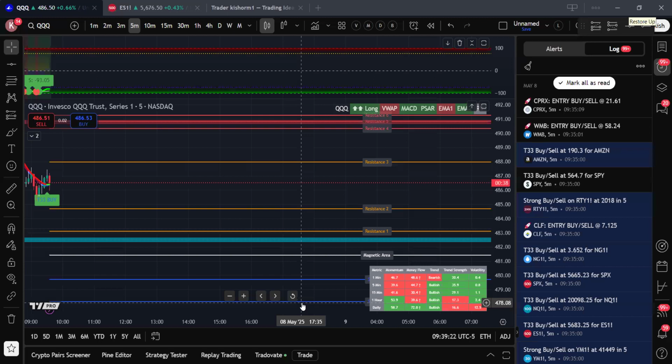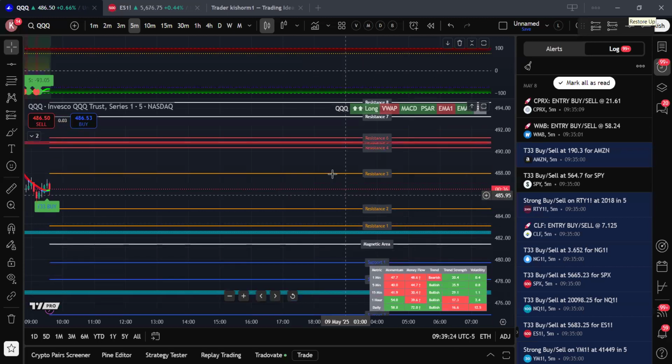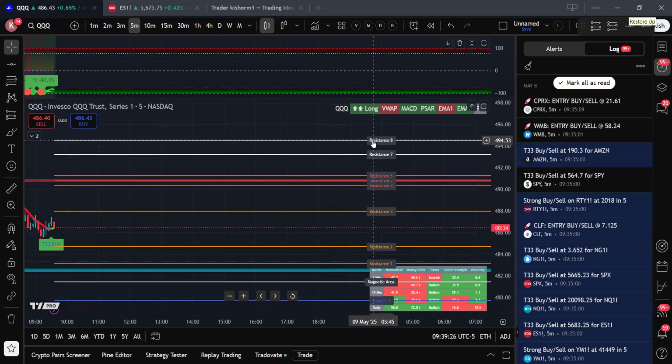In the same way, at the top you have resistance 7, resistance 8. Once price is here, that is your absolute top. We should not look to go long when we are above this level.